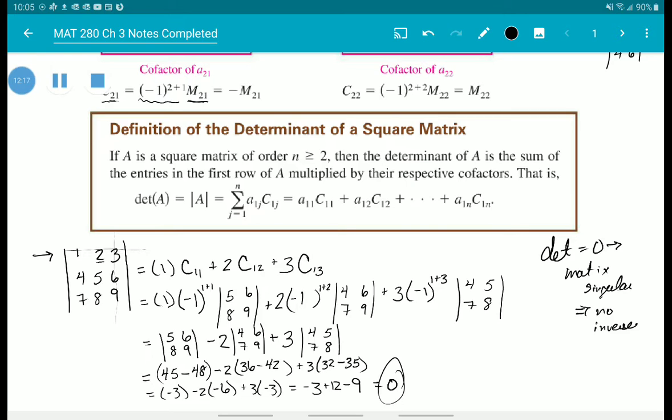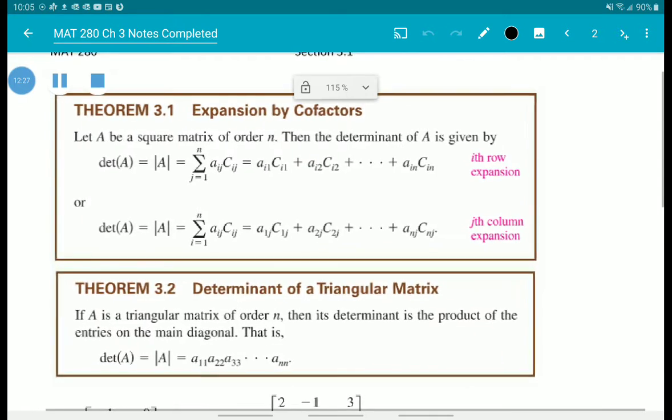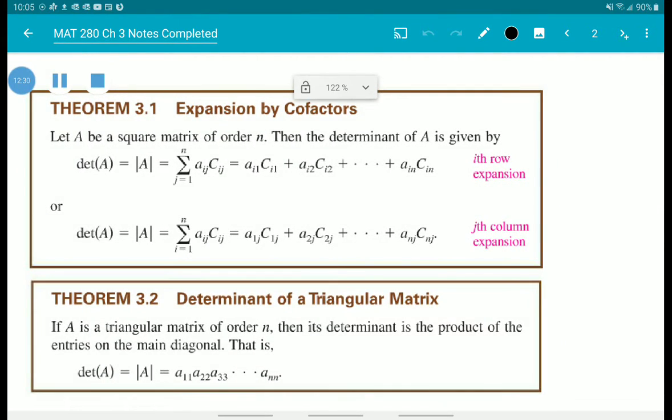And we'll talk about other uses as we go through this chapter on determinants. So sometimes we have to do what's called an expansion, a cofactor expansion. And that's actually what we did on that 3x3 just a few minutes ago.